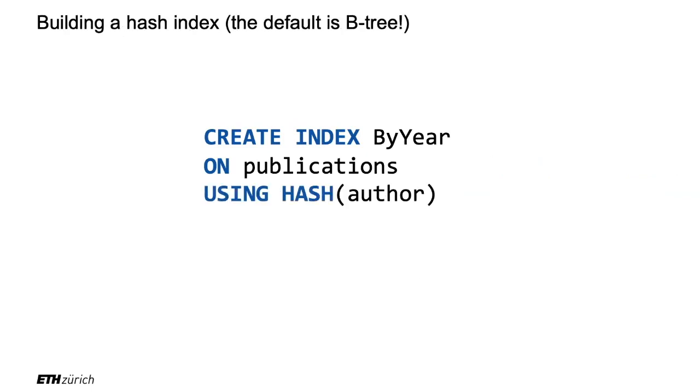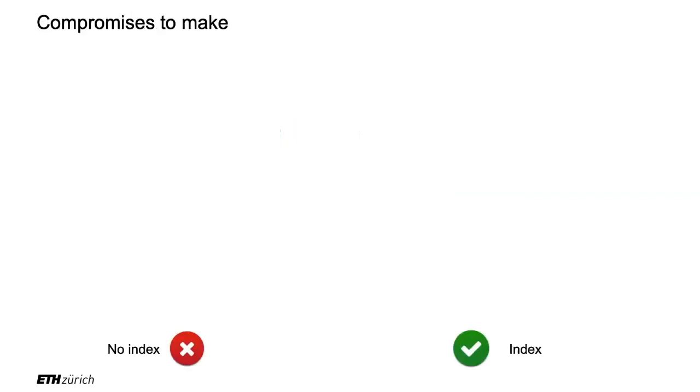Okay. Now I told you these are all B+ trees when you do that. How do you get a hash index like this? Just say using hash of author, and then this is going to build the hash index on the author column. Okay.